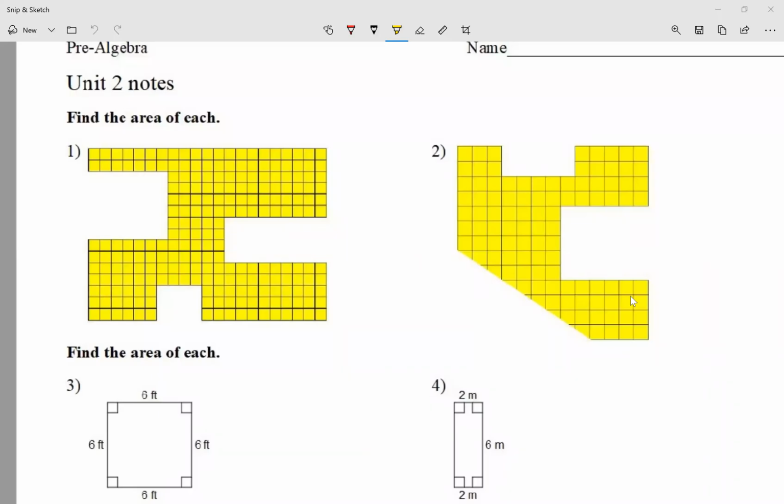We're going to be looking at area today. We're going to start this unit with area. And questions 1 and 2 say find the area of each. But first of all, let me explain what area truly means. Area, let's take a look.